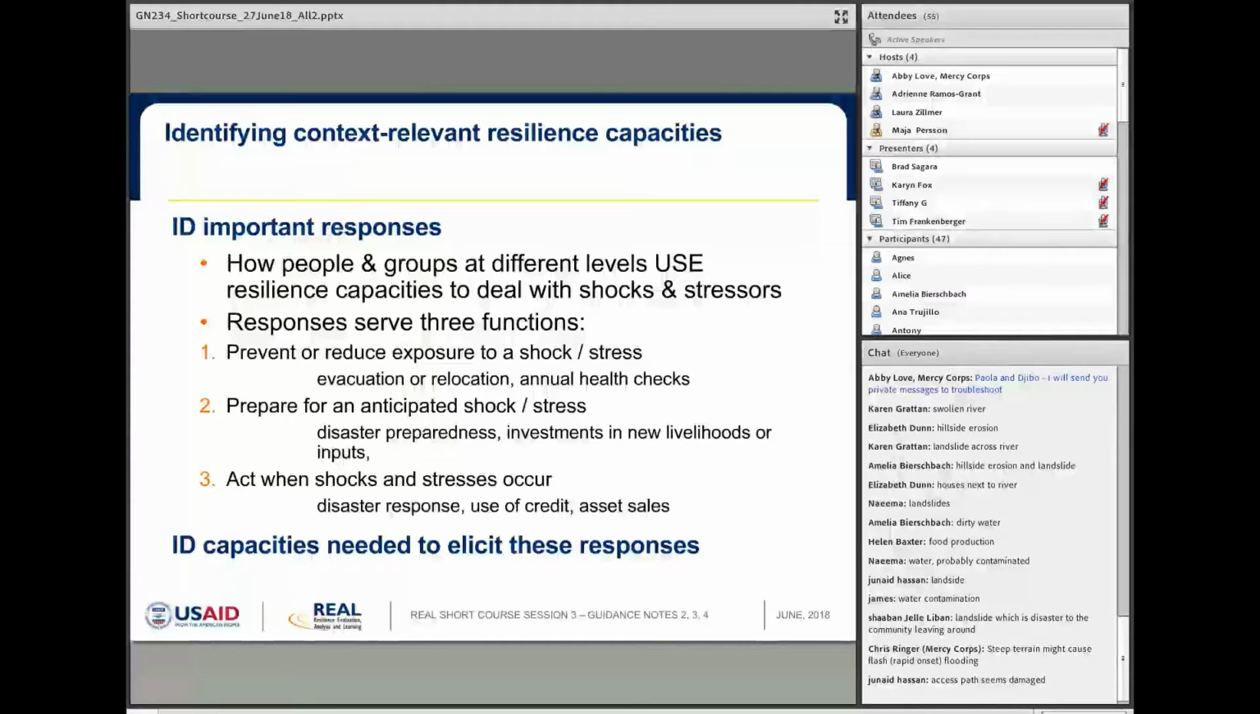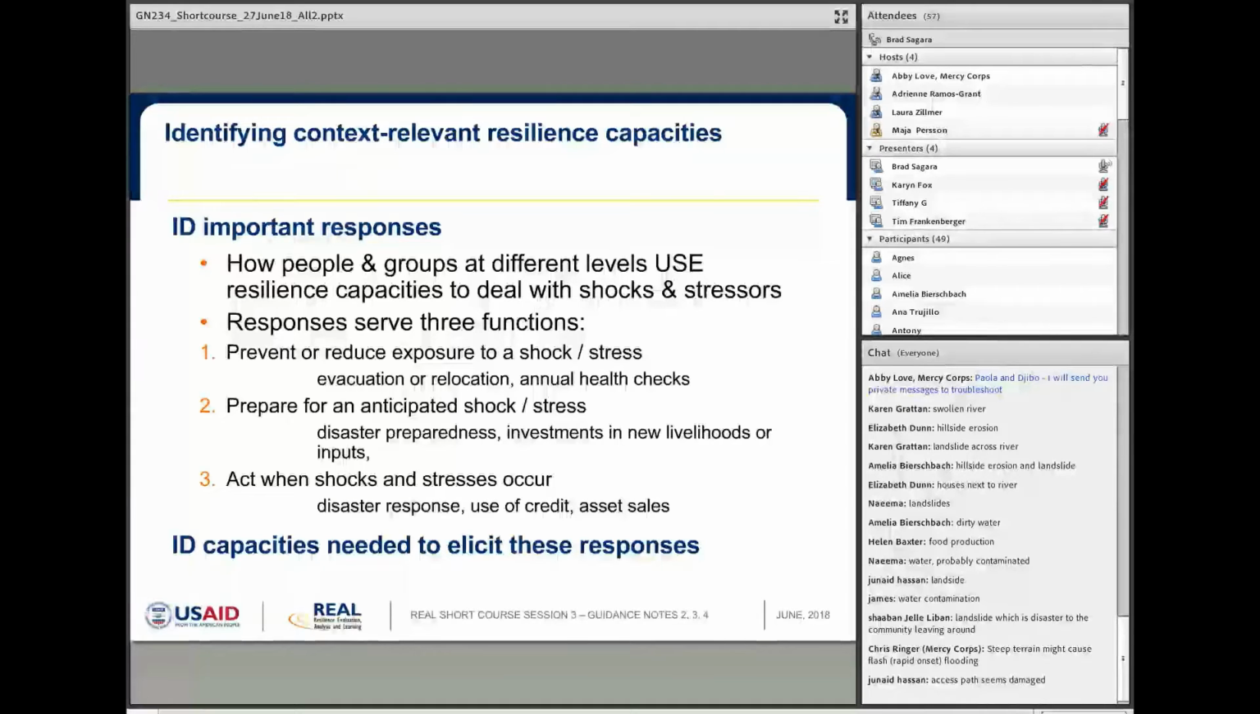And so what we can do first is think about what are the important responses. Like how would we like to see households respond in the context of a shock or a stress? And so we think of them in three functions of preventing or reducing exposure to a shock or a stress. So this could be like prophylactic measures like annual health checks. It could be evacuation or relocation. Responses that are done in preparation for a shock or a stress.